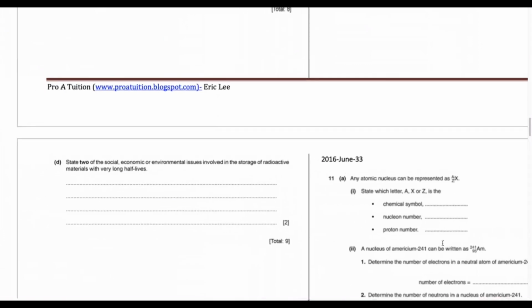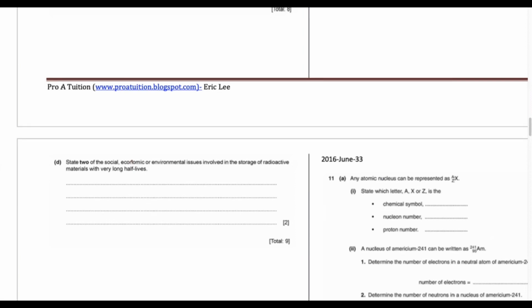So part B, stage 2 of the social, economic, or environmental issue involved in the storage of radioactive material with very long half-life. Very long half-life. So let's say certain radioactive material, their half-life are many, many years. So you need to store it.